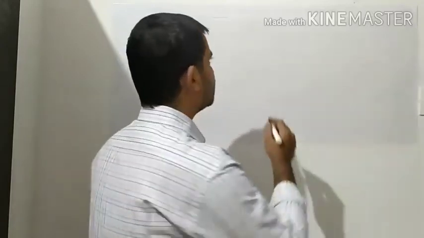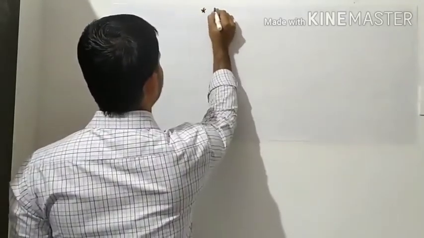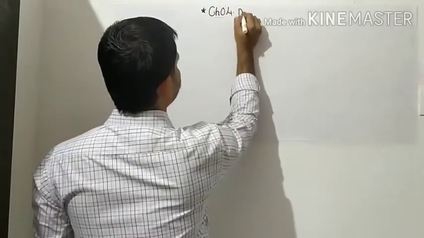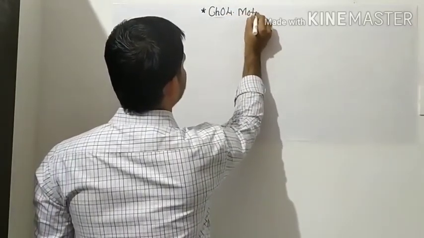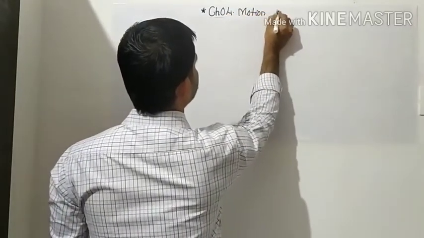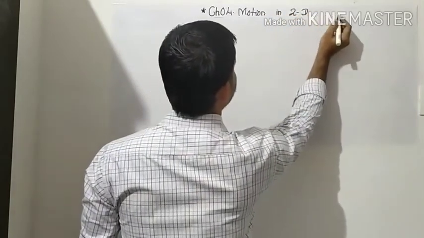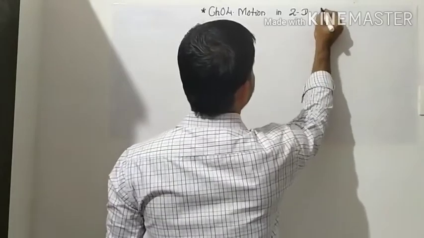So the fourth chapter is chapter 4, motion in two dimensions.